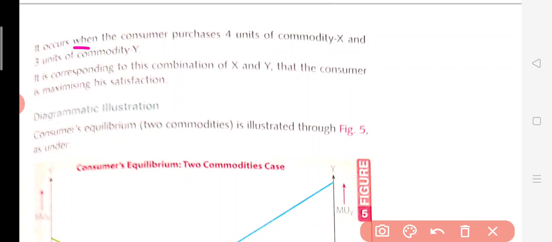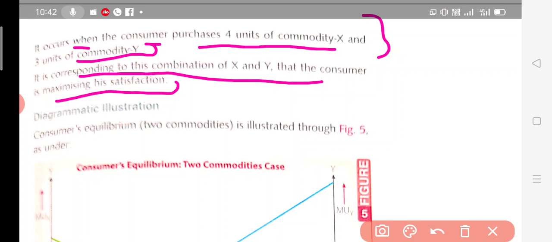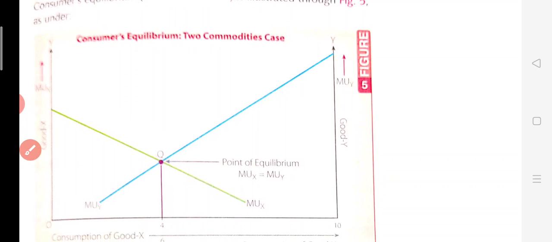Now, it occurs when the consumer purchases 4 units of one commodity and 3 units of the other commodity. I already told you this. It is corresponding to this combination of X and Y that the consumer is maximizing his satisfaction. Just remember how that consumer was in equilibrium. Now let us understand with the help of a diagram.